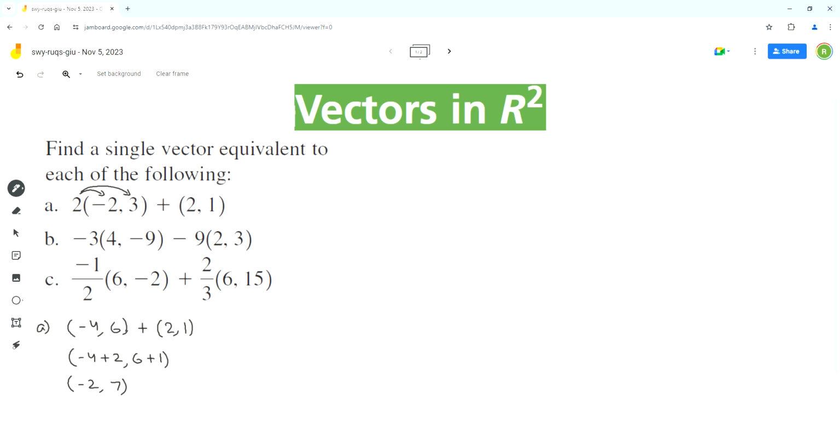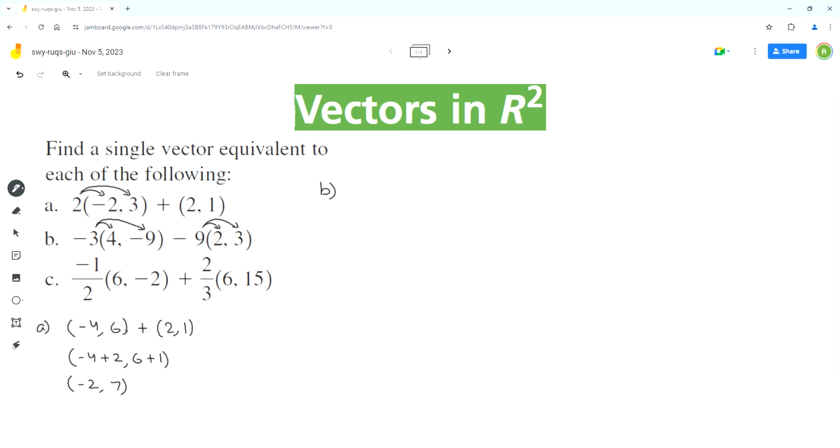Now we can analyze part B. So in part B, in the first part, we'll have to distribute negative 3 into the vector. So we'll multiply both components by negative 3. And in the second vector, we'll distribute 9. So we'll multiply both components by 9.